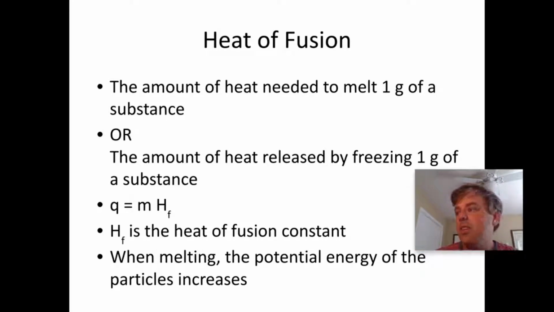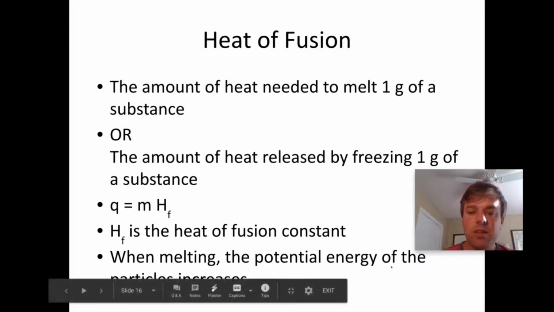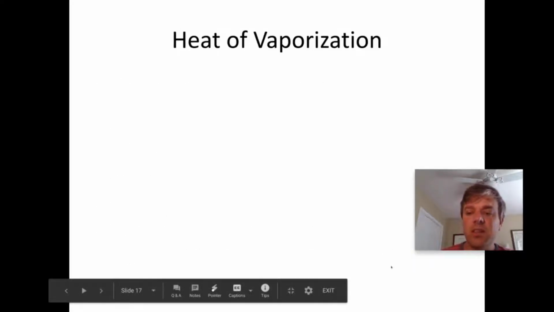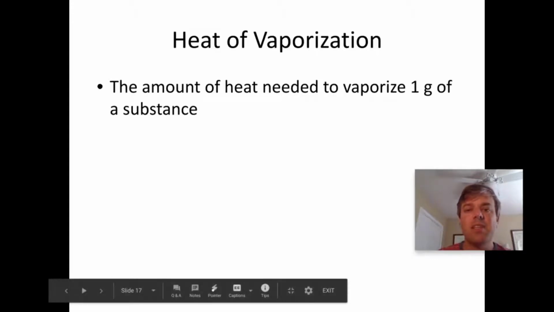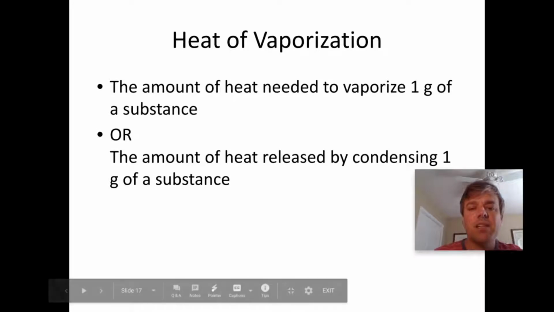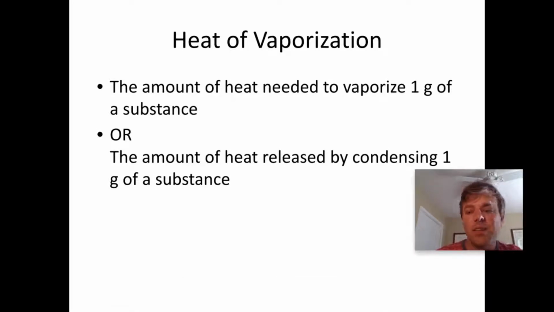I'm going to go on and show you the next slide, and then I'll work through a couple of examples for you. So the next slide is heat of vaporization, which is the amount of heat needed to vaporize 1 gram of a substance, or the amount of heat released by condensing 1 gram of a substance.